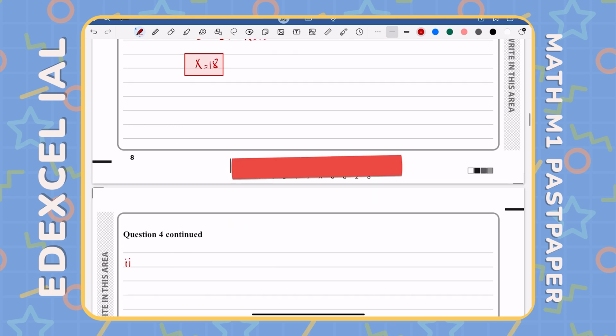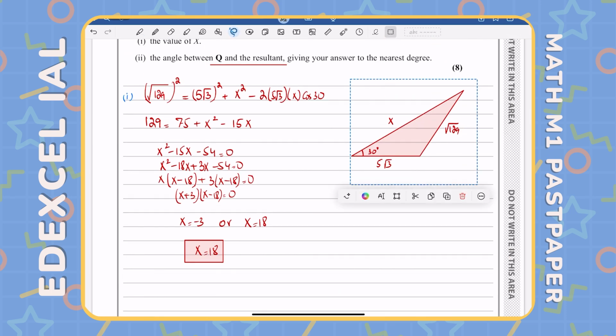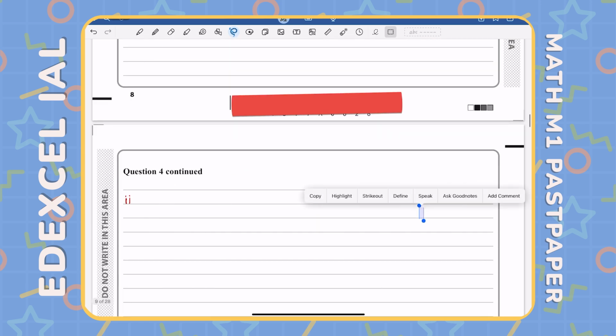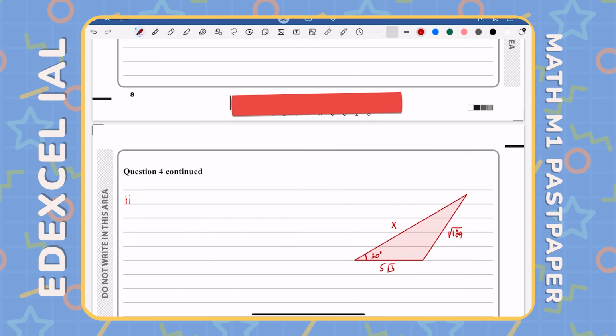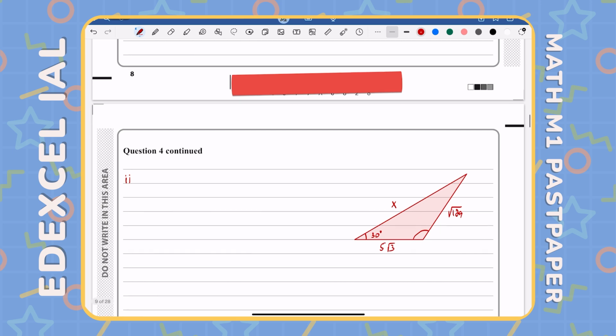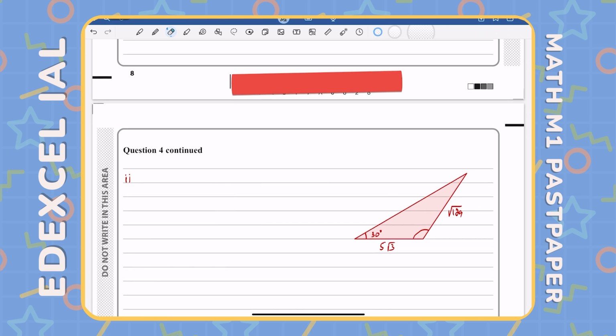Now let's do part 2 over here. The angle that we're supposed to find is basically the angle between 500√3 and the resultant, which is under root 129. We can clearly see that this is an obtuse angle, and now that we have 18, let's place it here. So what can we use here? If you think about it, we have all three sides. We can actually use sine rule also. Yeah, you know what, let's use sine rule.